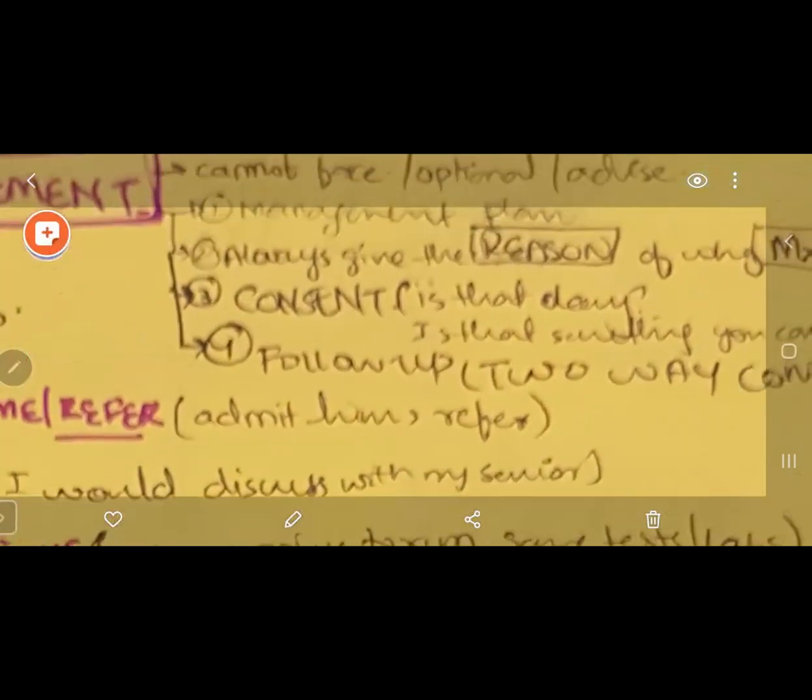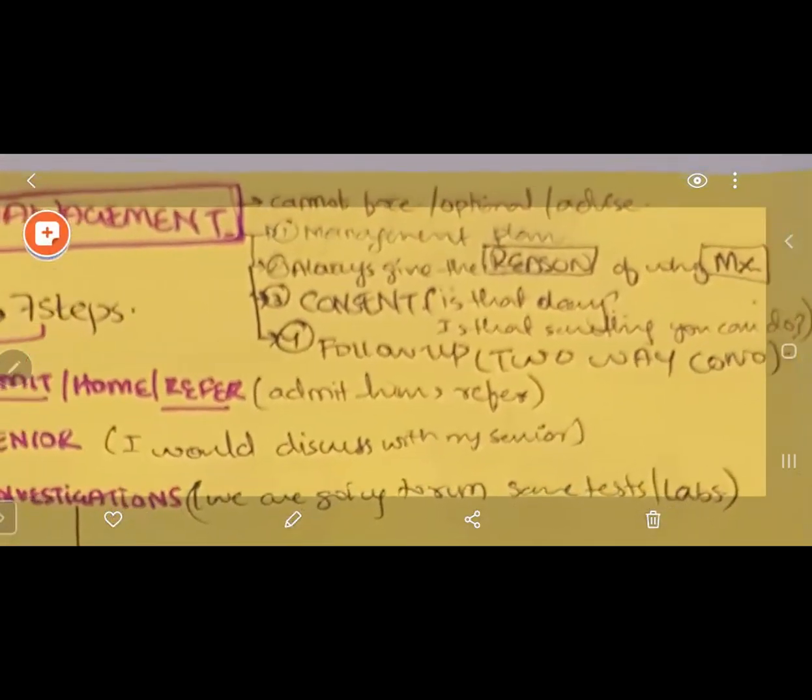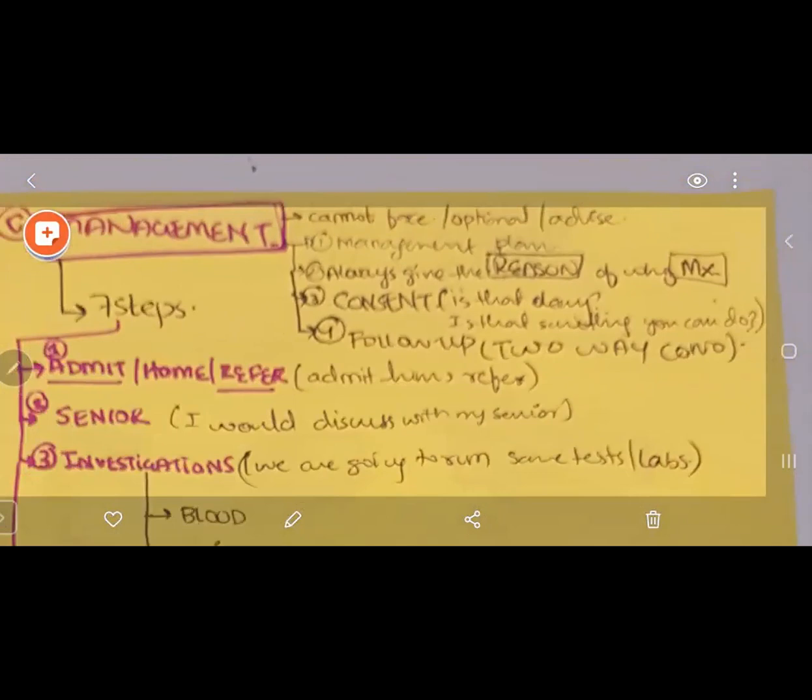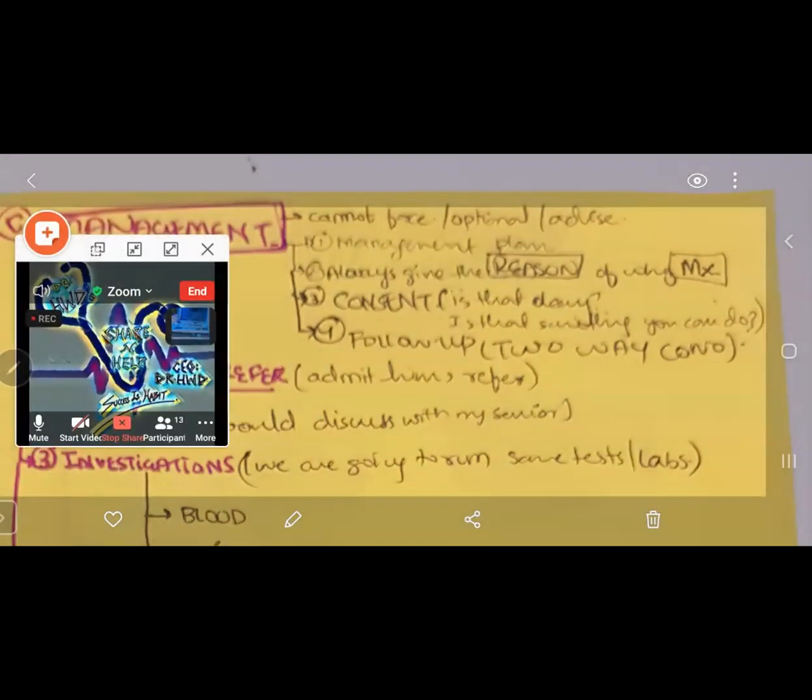This is optional. The advice cannot be forced. Don't use the words want, should, have, need. Don't use them, right? Then you can also signpost your management plan. You're going to say, all right, since we've done this and you know what your complaint is, how about we explain to you the way through which we can manage it? So we're going to discuss within the management plan.